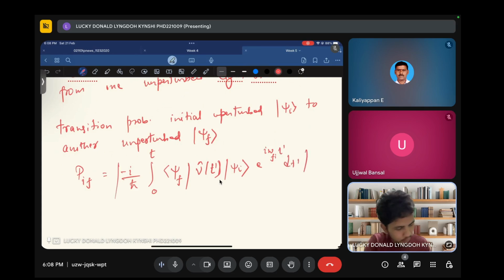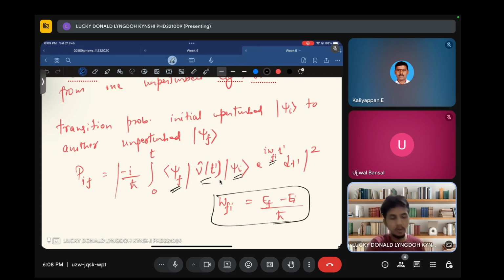This is slightly a long equation, and ω_fi is equal to (E_f − E_i)/ħ. So you see, there is a final state here, an initial state here, and a time-dependent perturbation potential here, and ω is the energy difference between your excited state and your ground state, or your first state and the second state. I hope you understand this equation. That means when you introduce a time-dependent perturbation, there is a transition probability of the system from the initial state to the final state.